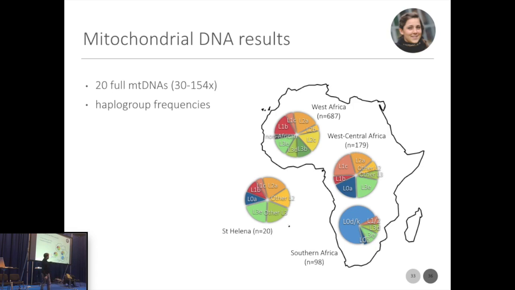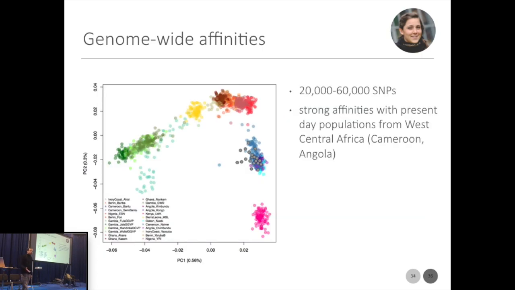A much more powerful way of doing this, though, is again to look at genome-wide data rather than just uniparental markers. So what we've got here then is again a principal component plot where we try to plot these 20 individuals from St. Helena against the background of African genetic variation. And here, the result is that they do cluster all with populations from West Central Africa.